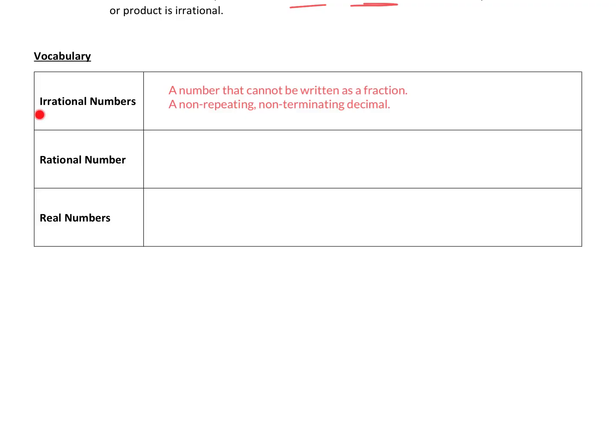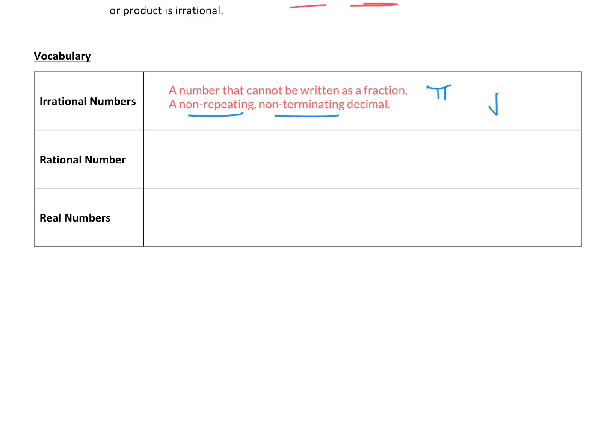Our first vocab word, irrational numbers. So irrational number, a number that cannot be written as a fraction. It's a non-repeating, non-terminating decimal. So you guys are familiar with some irrational numbers, whether or not you knew that it was irrational. One of the most famous ones that we have in math is the number pi. So pi is 3.141592654... because it does continue forever. It does not repeat and it does not terminate. You cannot write it as a fraction, so pi is an irrational number.